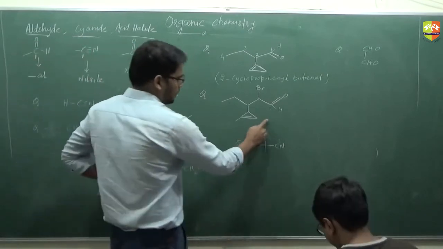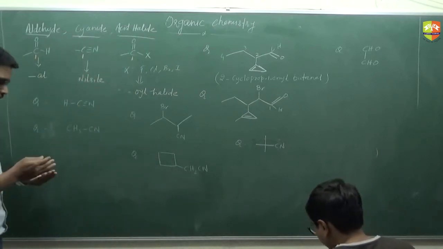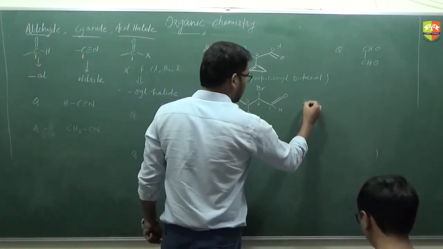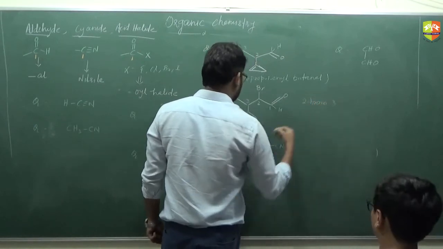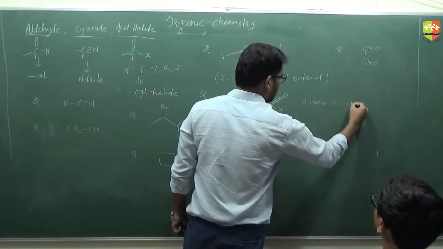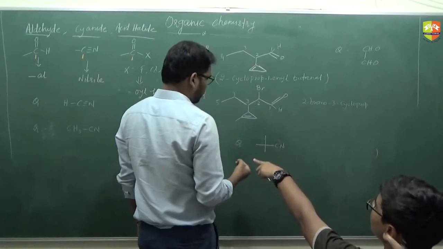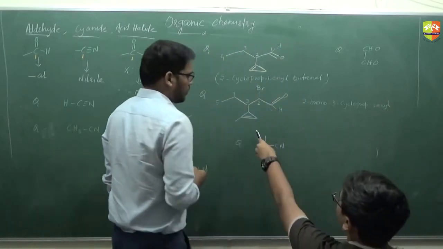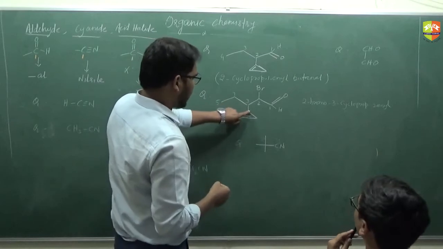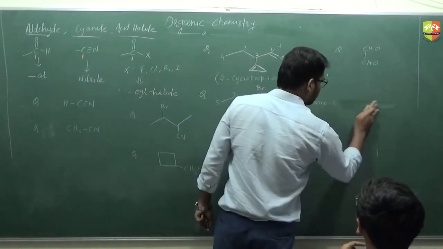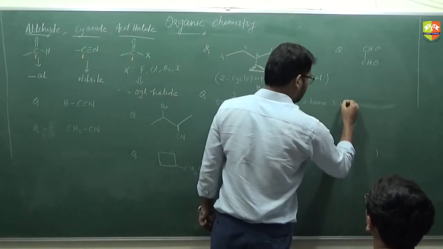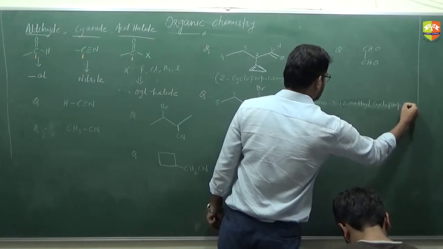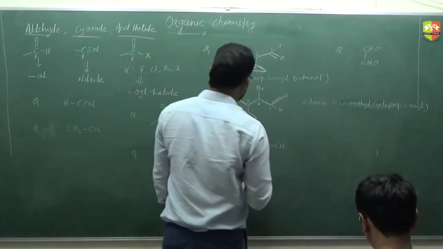What is the name of this compound? 2-bromo-2-methyl-pent-2-enal. 2-bromo-3-methyl pentanal. No, it's wrong. 2-methyl, 2-enal, pentanal.